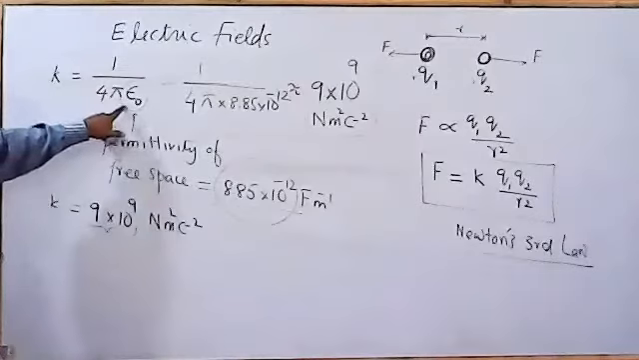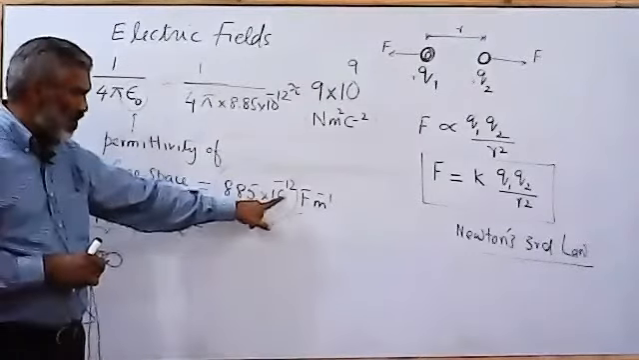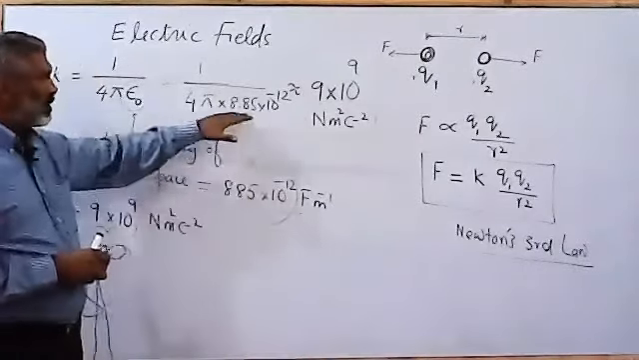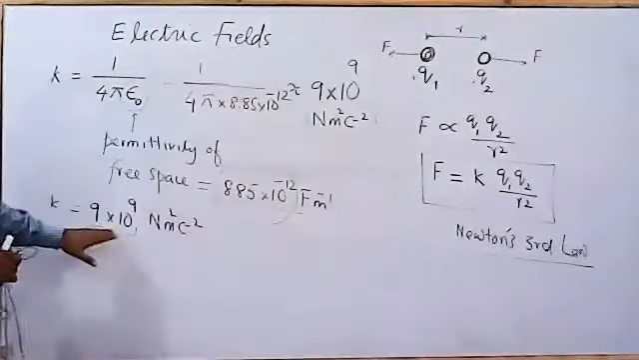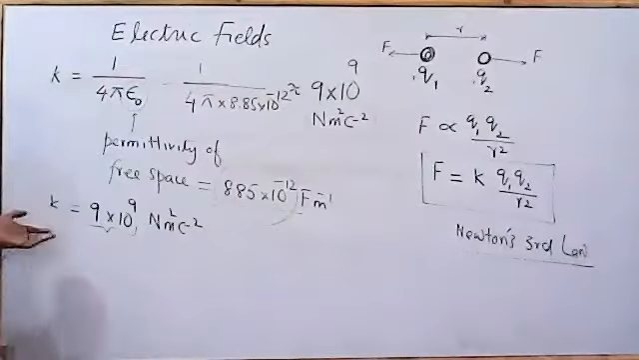Of course, permittivity is very small. You see 10 to the power minus 12 there, but this is in the denominator. So when I calculate this all, K is going to be a big number.